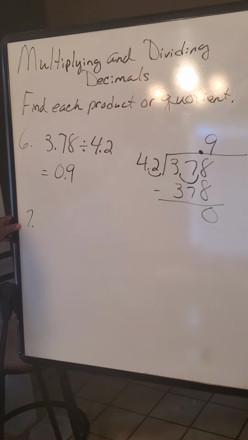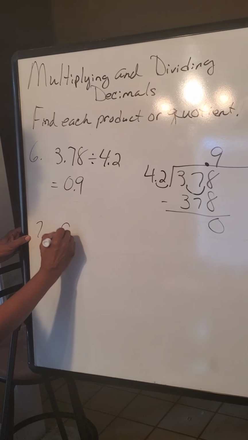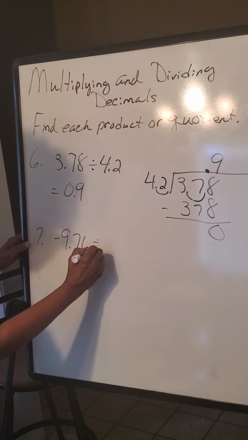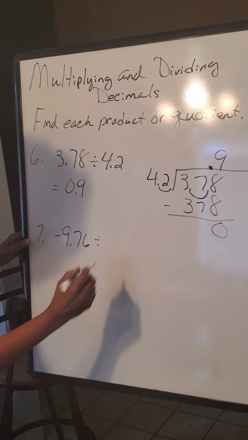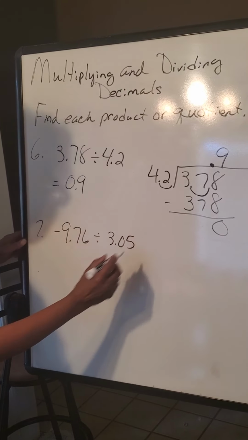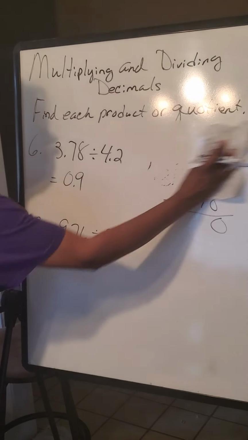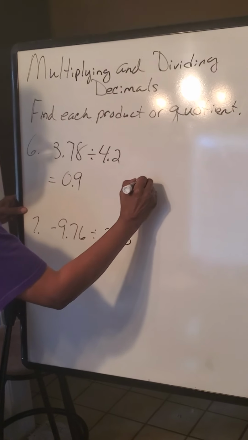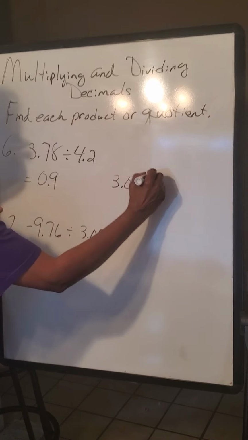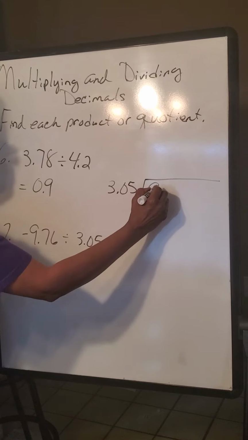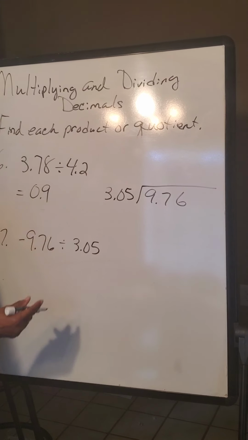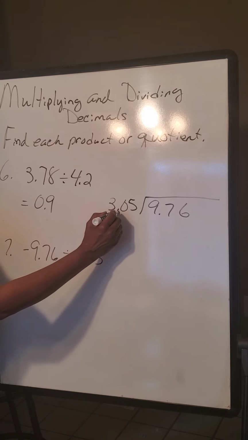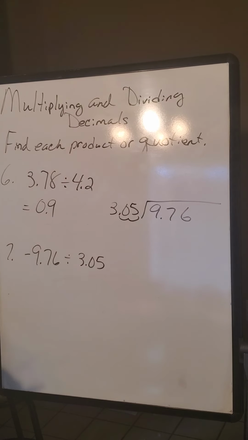Example 7. If I had a negative 9.76 and I want to divide it by 3.05. Again, to show the division, 3 5/100 is my divisor. 9 76/100 is my dividend. Shift 2 places to the right so that my divisor becomes a whole number.